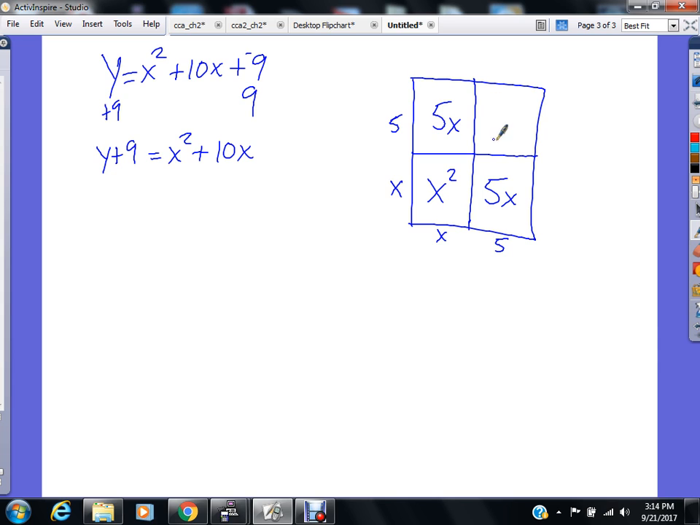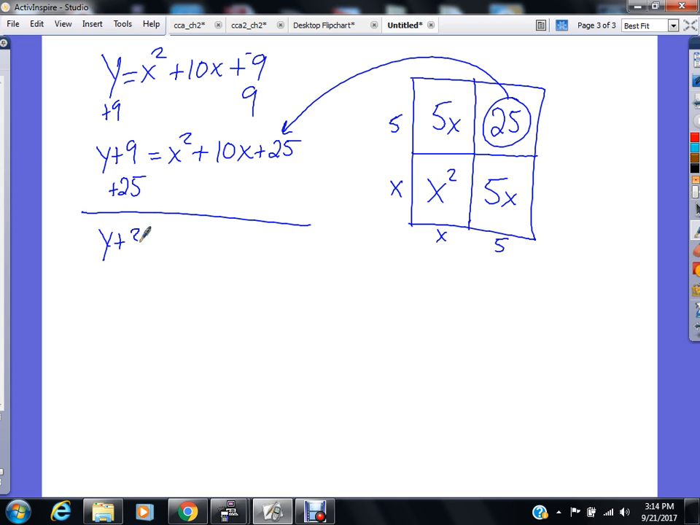Now I need to complete the square by filling in this box. Okay, to complete that square, this needs to be 25. All right, so since this is 25, I need to put that in over here. I add 25 here, add 25 here. I get y plus 34 is equal to x squared plus 10x plus 25. Now again, I've created a perfect square trinomial here, x squared plus 10x plus 25, which can be written in factored form as x plus 5 squared. So I'm going to rewrite it in its factored form.